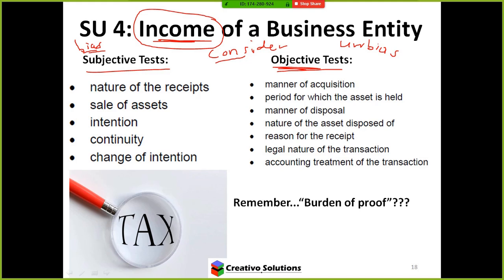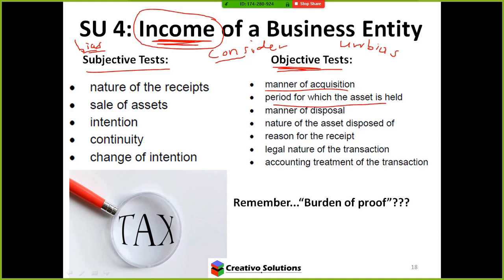You might want to use facts from the actual scenario. Sometimes the scenario that UNISA will give you will describe certain things. Maybe they'll tell you you bought it a certain way. Maybe we bought something to sell. If I bought something to sell, then I've obviously got income, because there's an intention to sell. So for objective tests, look at the manner of the acquisition: how did you buy the item? Look at the period: how long was the item held for?